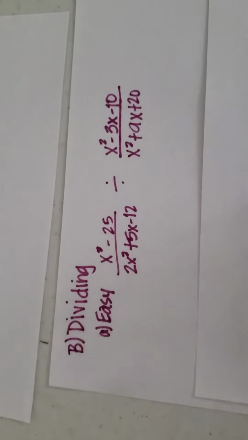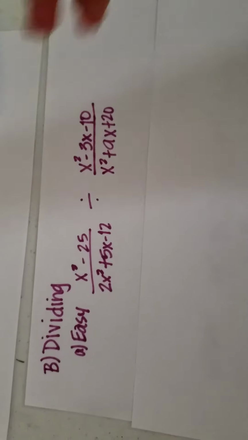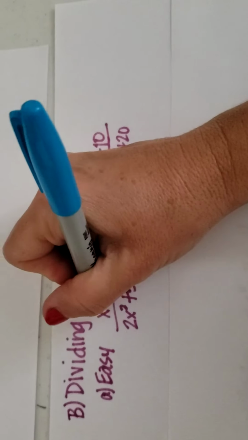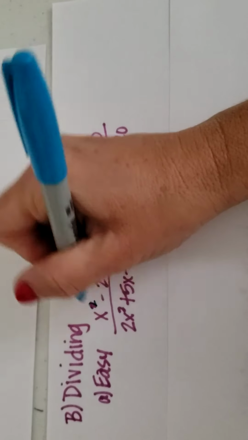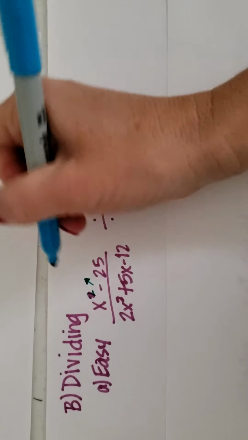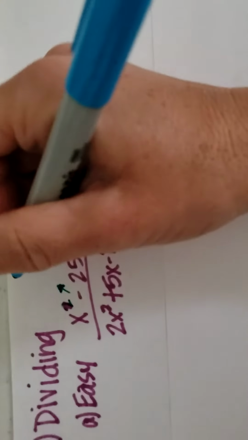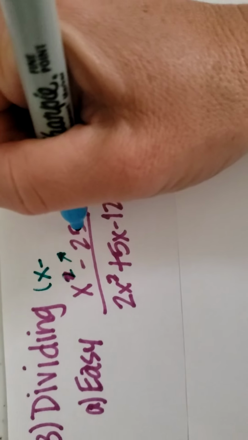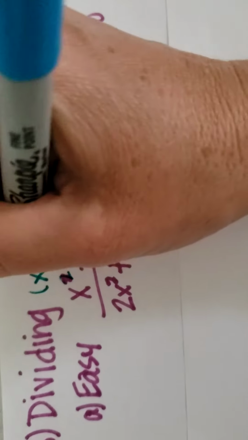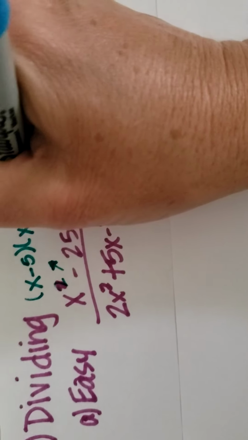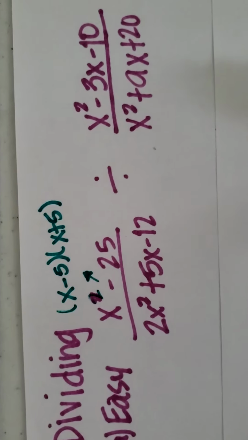Let's start with our easy problem. All right, so we see here, we know that x squared minus 25 is a perfect square, and 25 is a perfect square, so we're going to use the difference of perfect squares. So we've got x minus the perfect square, 25 is 5 squared. So x minus 5, x plus 5, you see there.